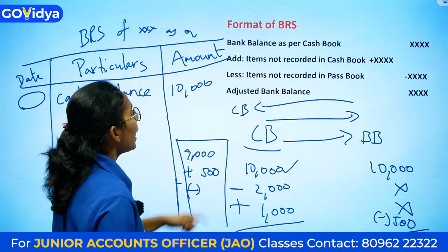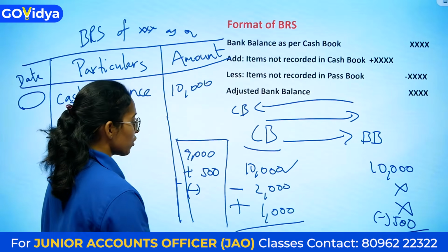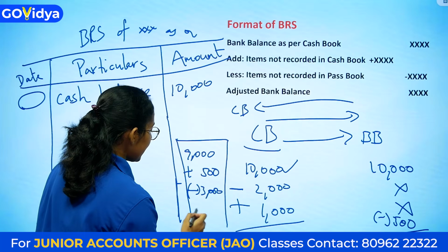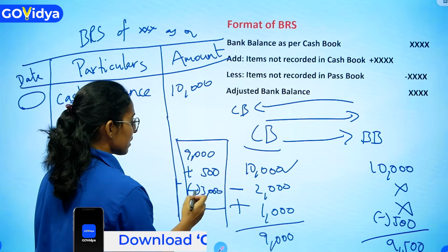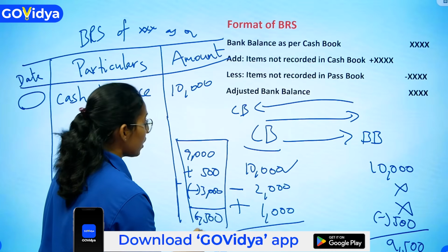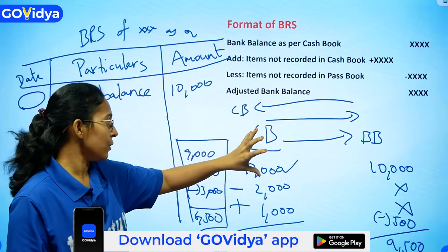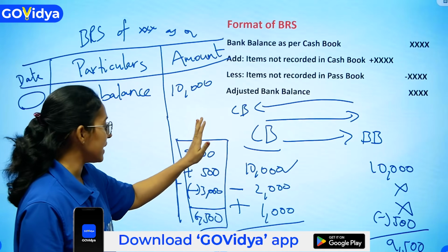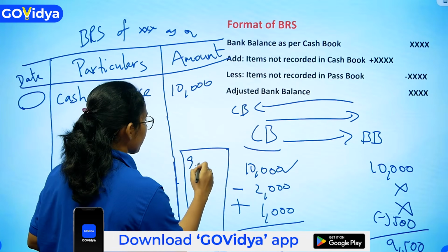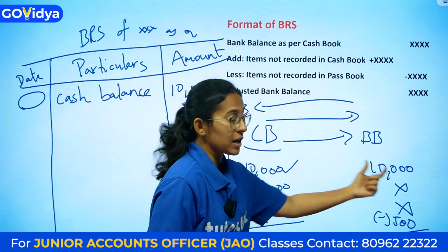Minus items not recorded in the passbook. So what are the items that I have not recorded in the passbook? So this 3,000. So that ultimately I will get 9,000 minus 3,000, 6,000 plus 500. 6,500 I am going to get it. This we call it as a adjusted bank balance. This might sound bit confusing to you. So let us understand in a very easy way. What is the balance? 9,000 is the balance. Okay. Now this 9,000 we are going to arrive to this balance.